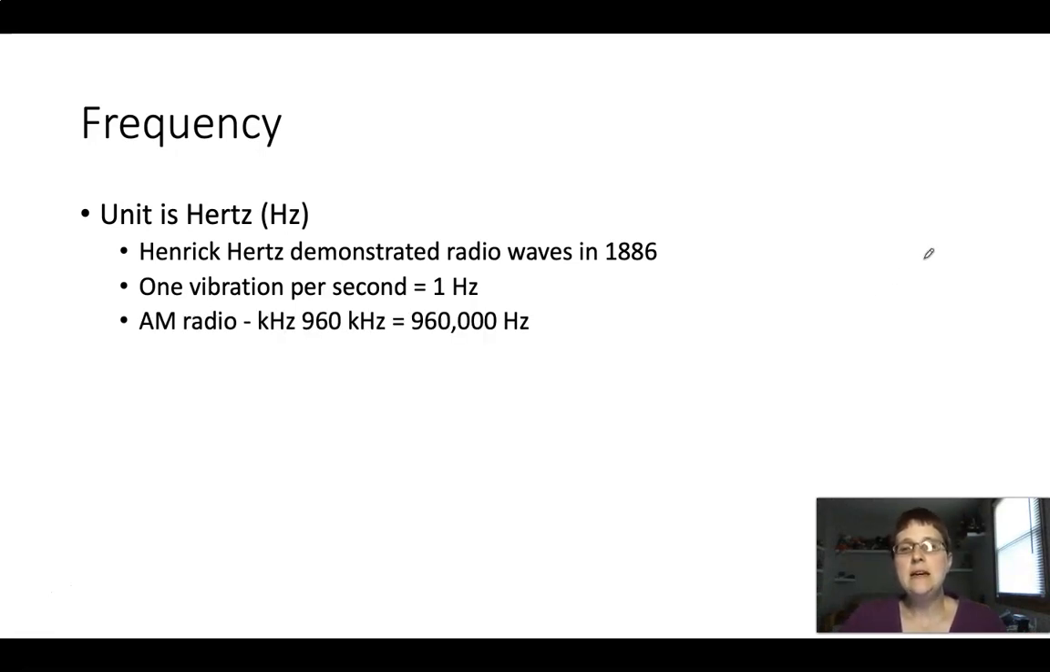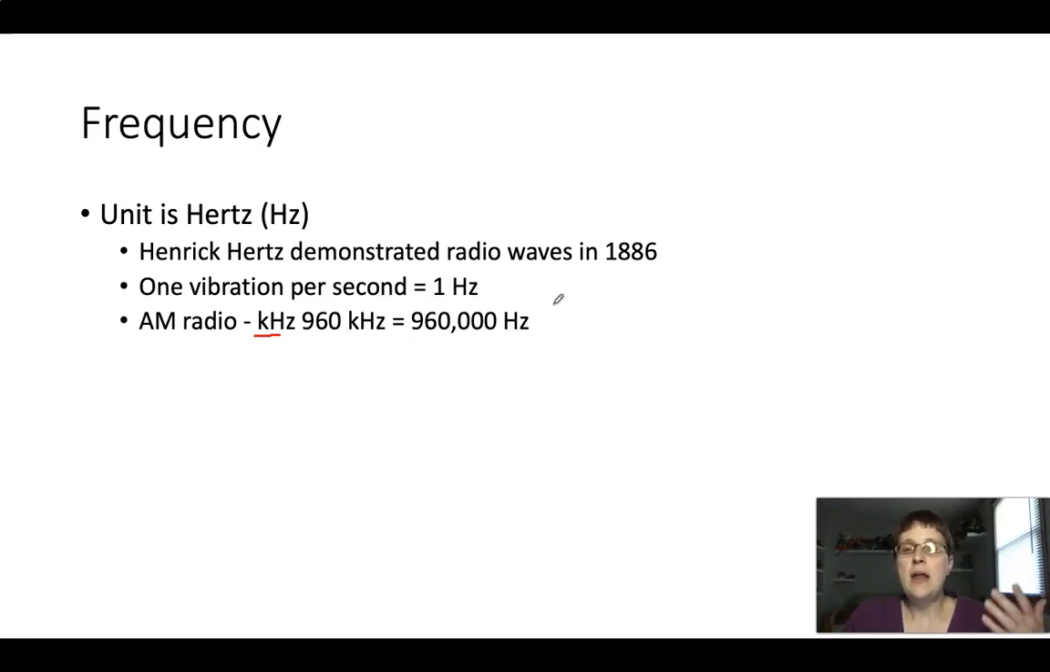To give you an idea of the range of frequencies that we've got as far as radio waves, AM radio is measured in kilohertz, K for kilo. So 960 kilohertz is 960,000 hertz. If you listen to AM radio, you may notice that the stations are all in those 100 numbers. The one AM station that I know around Columbus is 610, which means it would be 610,000 hertz.